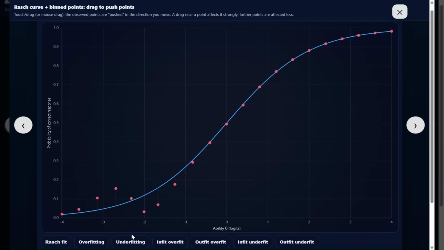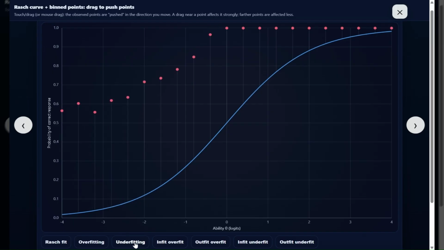Next, we'll go to underfitting. Overfitting means the observed values are unexpectedly close to the Rasch curve. Underfitting is the opposite. They are unexpectedly away from it, like this. This is underfitting, like this. This is even more underfit. Every one of those dots is away from the Rasch curve. Okay, so this is underfitting.